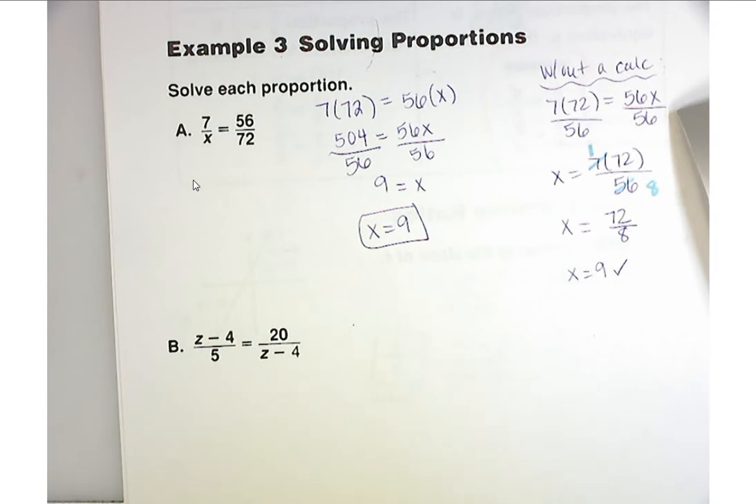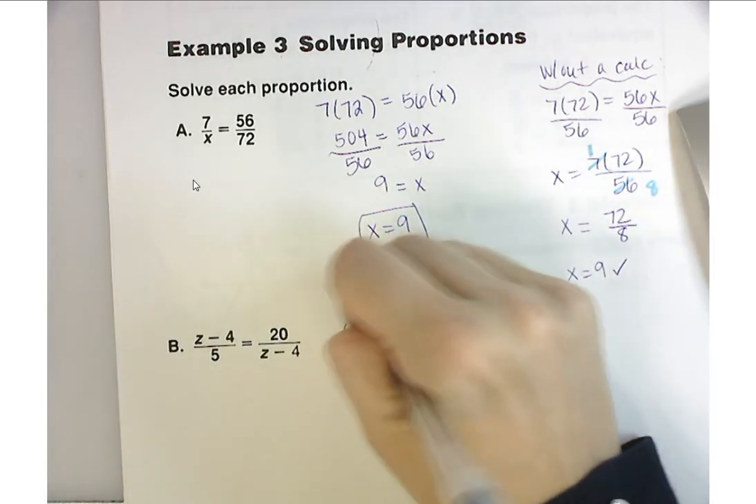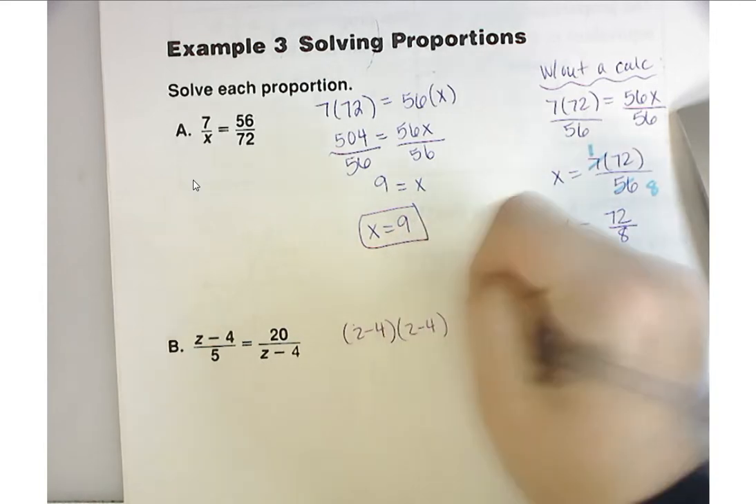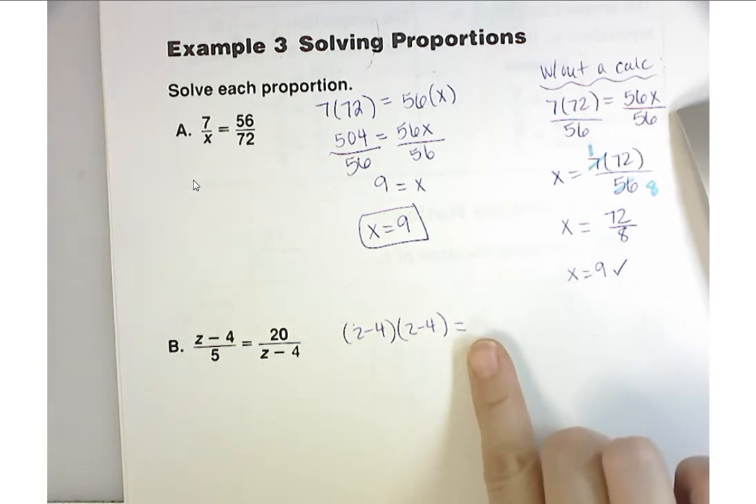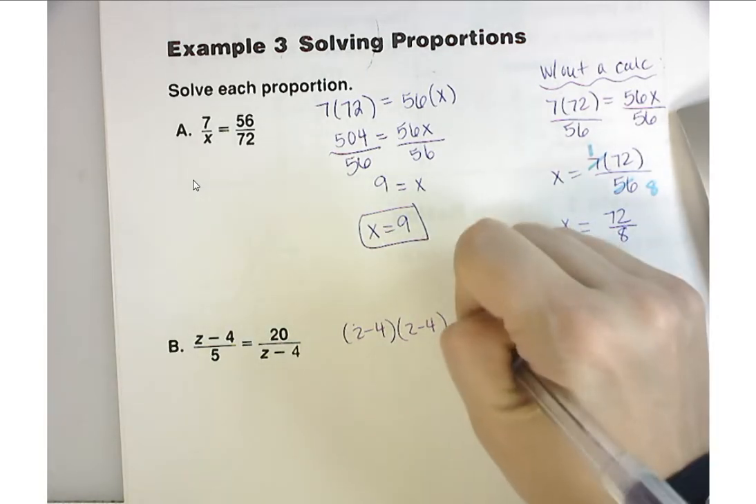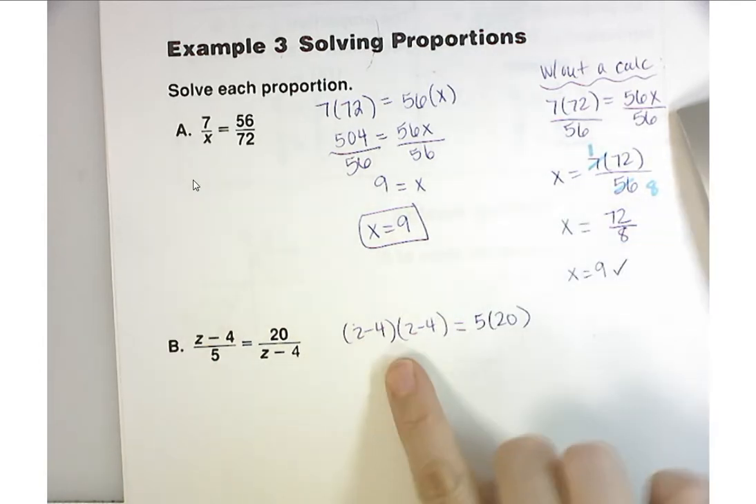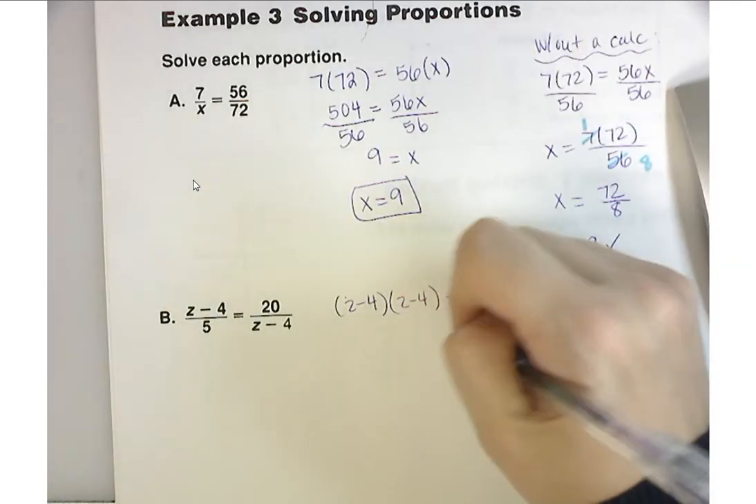So Sam, what's one part of the equation I'm going to set up? Tell me what I'm going to multiply together. z minus 4 and the other z minus 4. Good, okay, so z minus 4 and z minus 4. Do you want to tell me what that's going to be equal to? Oh, sorry, just the other side. 5 and 20. Yep, 5 times 20. Good.